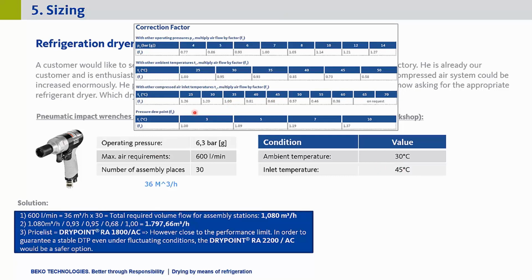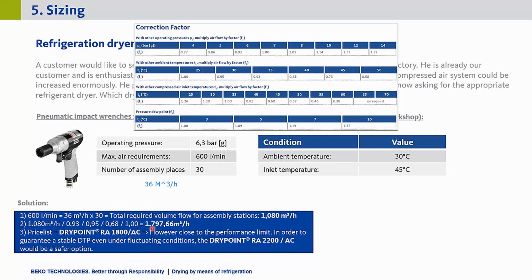And the customer said, I would like to have the 3 degrees that the dryer is selected for. That's why he uses 1. But you can also leave this away, because you do not have to divide by 1, because it's the same. What you end up with is roughly 1,800 cubic meters per hour, 1,798. So with this volume flow now, you go into the price list and select the dryer. And for this, we have the RA 1800 AC.